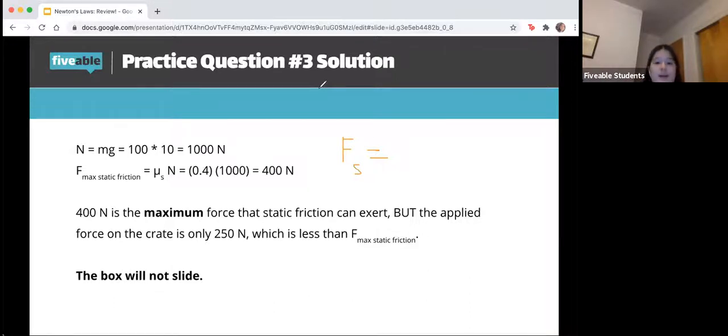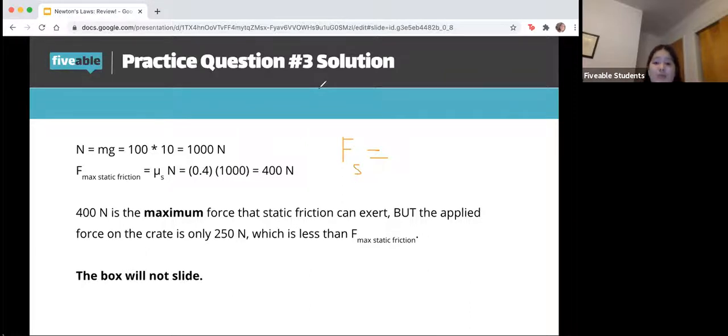Nothing is moving because my 250 has not overtaken the 400, if that makes sense. That's better wording. So it's kind of like a numbers game. Like who's bigger? 400 is obviously bigger, so that 400 wins. My 250 was not enough to move it. To get the box to start moving, I would have to get at least 400 newtons, because then I have officially overtaken the static friction.